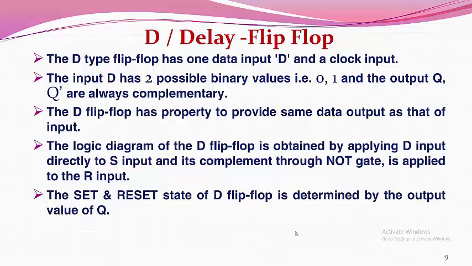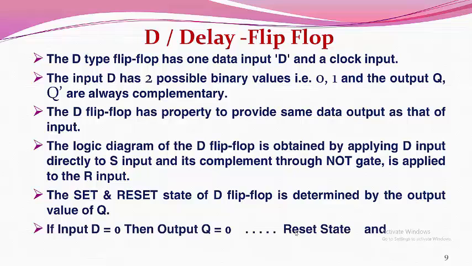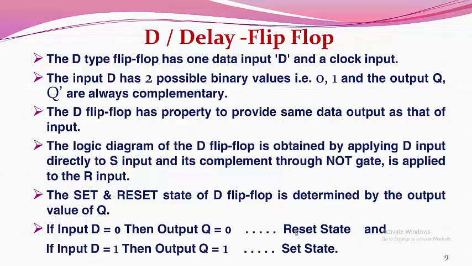This D flip-flop also has set and reset states, and these states are determined by the value of Q. Here also, when the input value D is equal to 0, then at the output side Q equals 0 and the state of flip-flop is reset state, means the output value 0 is stored into the D flip-flop. And if input is D equal to 1, then our present output Q equals 1, and at this condition the delay flip-flop will be in the set state because binary value 1 is stored into the D flip-flop.